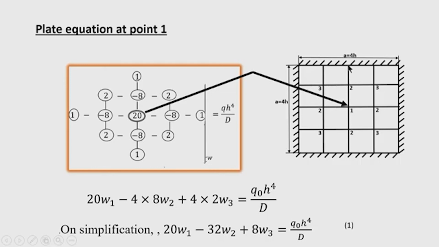Other nodal points are falling on the edges in which deflections are 0. So, I have not numbered them. Naturally, it will be substituted as 0 value. Now, let us place the stencil for the plate equation.